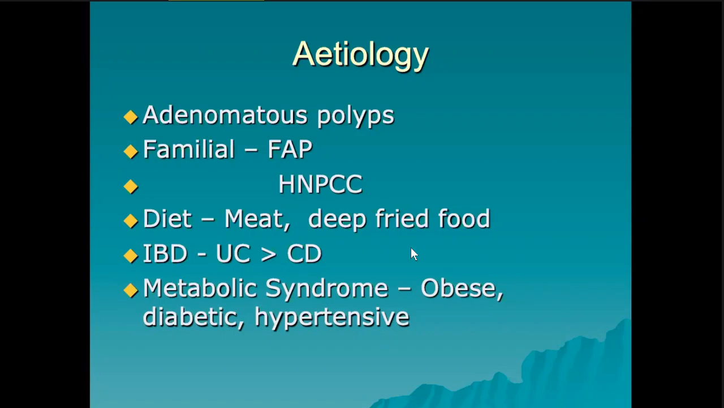Crohn's disease is also associated with a risk, but as you know, Crohn's affects the small bowel more than the large bowel. The small bowel and the ileocecal region, although you can get it anywhere from mouth to anus. So the risk with Crohn's disease is definitely less than the risk with ulcerative colitis. Then we have the metabolic syndrome. So people who are obese, diabetic, hypertensive, hypercholesteremic, all these people who have the metabolic syndrome have a higher risk of developing colorectal carcinoma. So these are things that you need to remember.